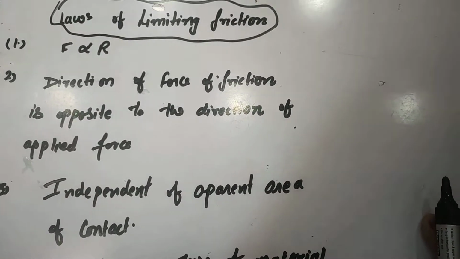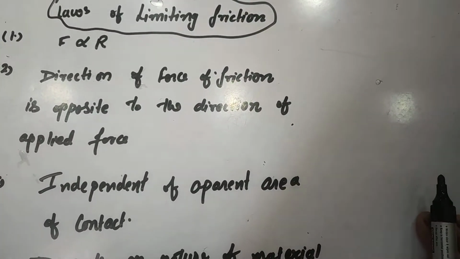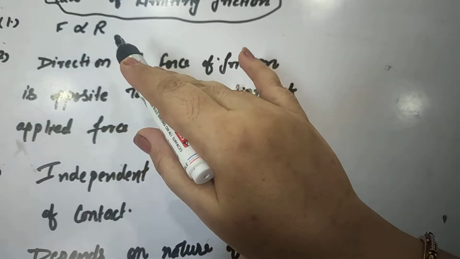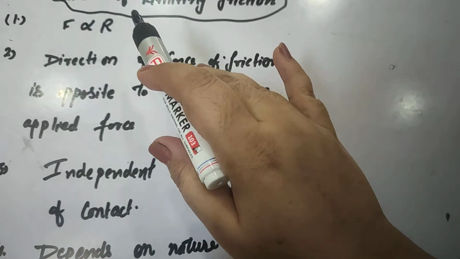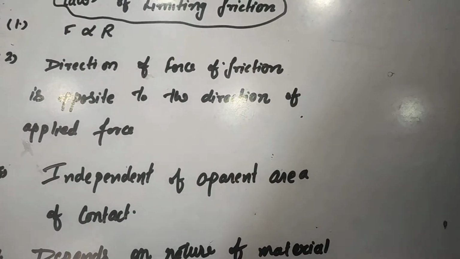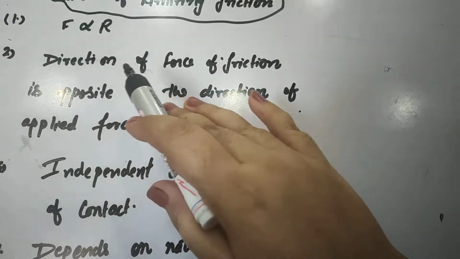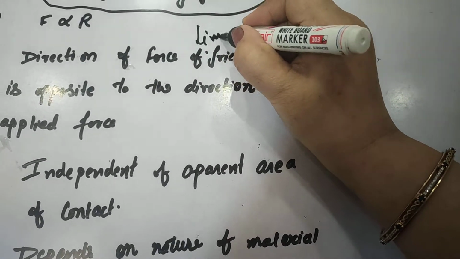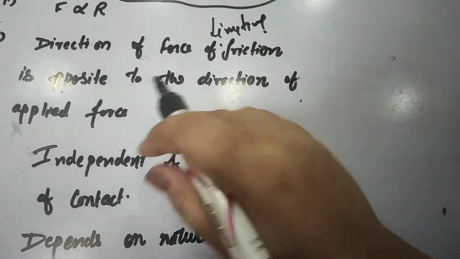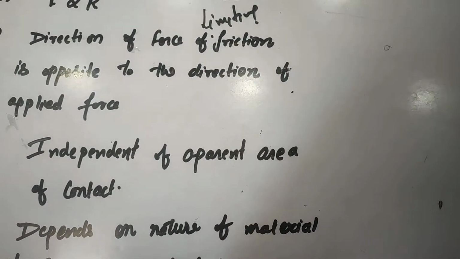Dear students, let us now discuss the laws of limiting friction. The first law is F is directly proportional to R, where R is the normal reaction between the surfaces in contact. Number 2, the direction of force of limiting friction. It is actually opposite to the direction of applied force.